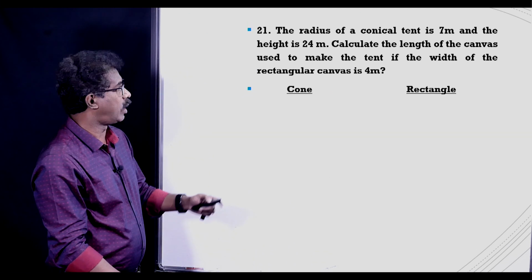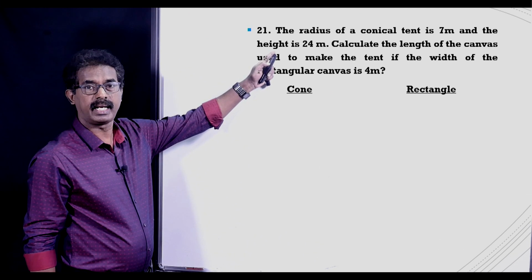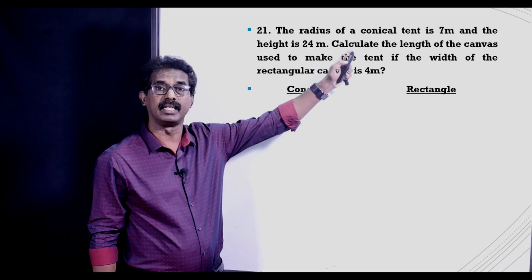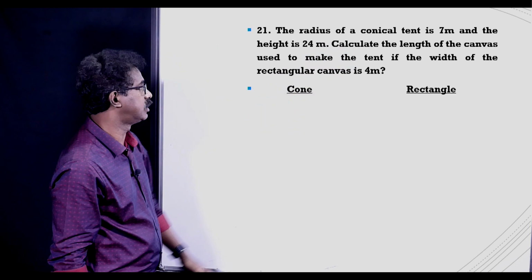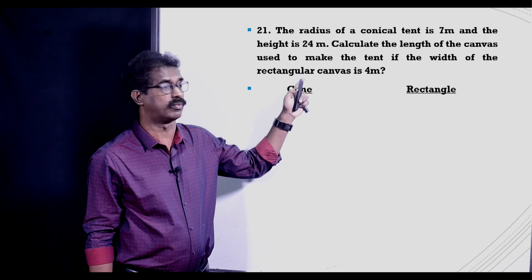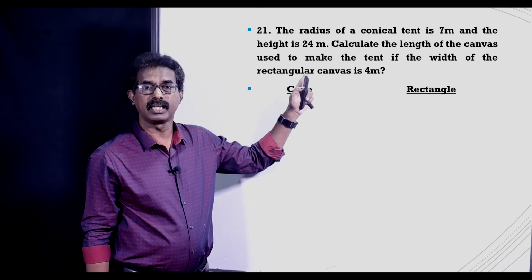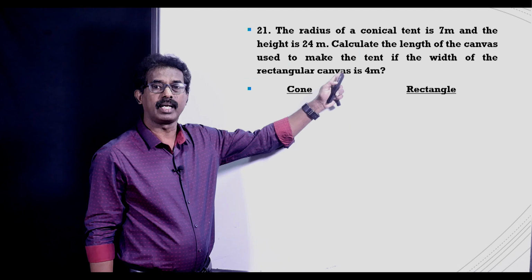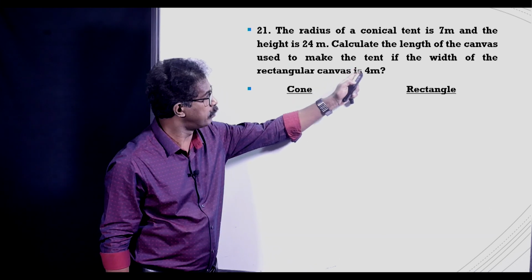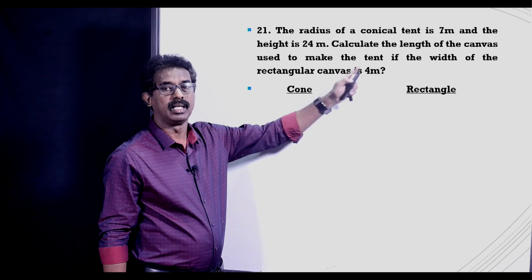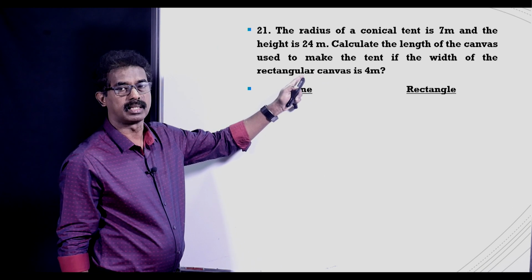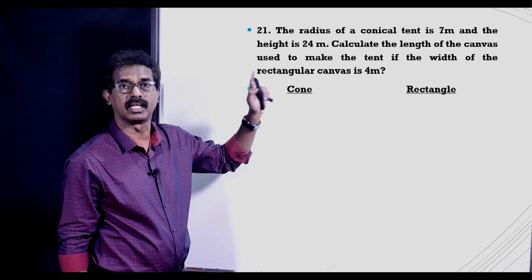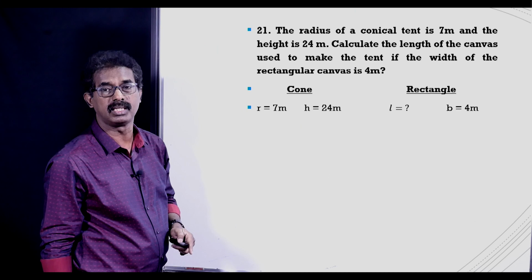Sum number 21. Look at this question. The radius of a conical tent is 7 meter and its height is 24 meter. So for the conical tent, radius is given and height is given. Calculate the length of the canvas used to make the tent. The width of the rectangular canvas is 4 meter.